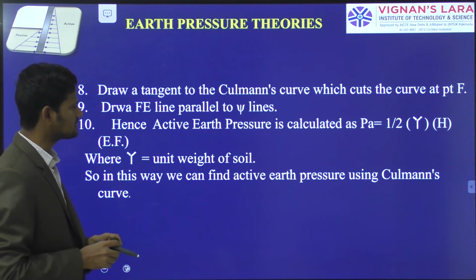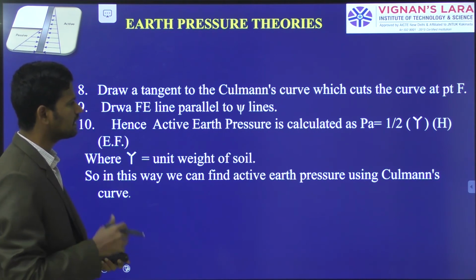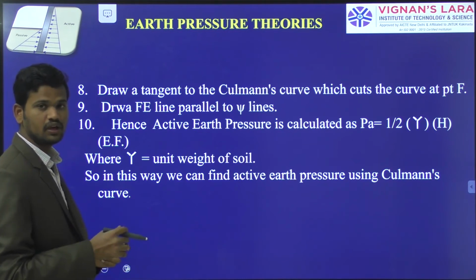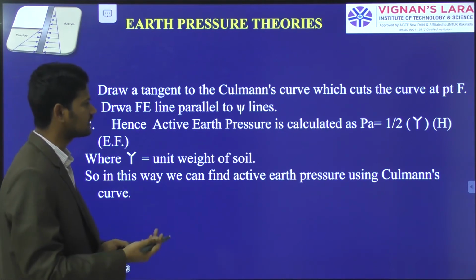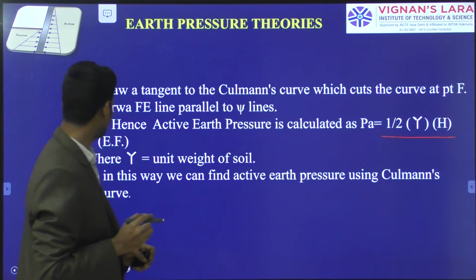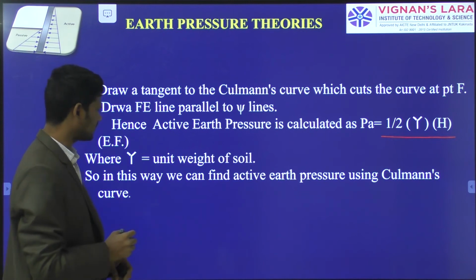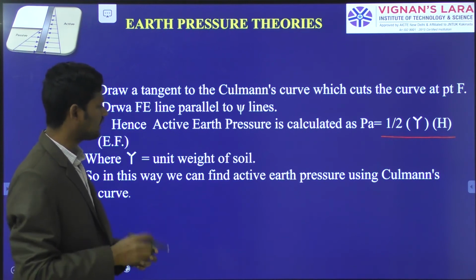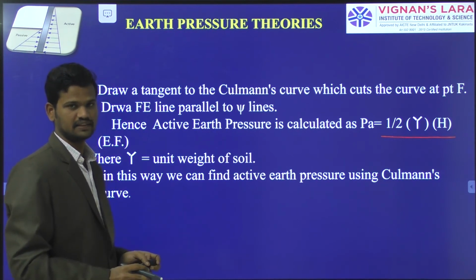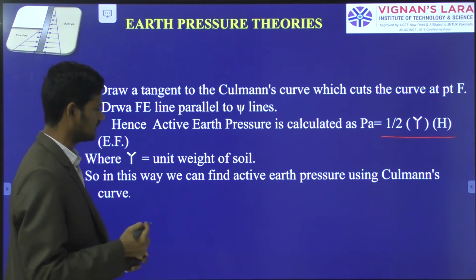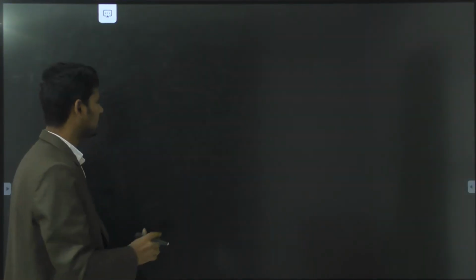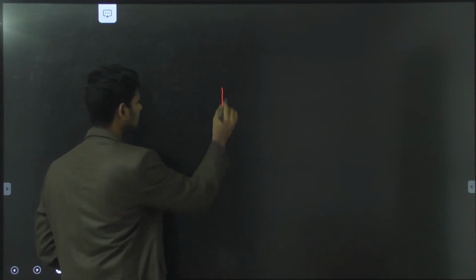Hence the active earth pressure is calculated as PA equal to gamma into H. Then we will form the triangle. Based on the triangle, we have the active earth pressure as half into gamma into H, where gamma is the unit weight of soil. So in this way we can find the active earth pressure using Culman's graphical method. Okay, this is the explanation of Culman's graphical method. Otherwise, by writing the diagram, I will explain it neatly.